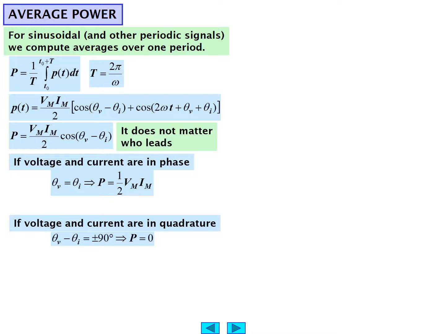And if you look at the definition for the average power, that means if they are in quadrature, the average power is in fact 0. In the case of voltage and current in phase, that would be a purely resistive network at that frequency. And in case of a quadrature representation, that would be a purely inductive or capacitive network at that particular frequency.